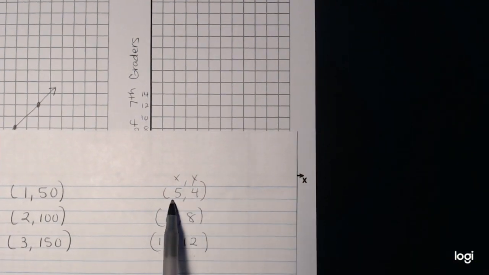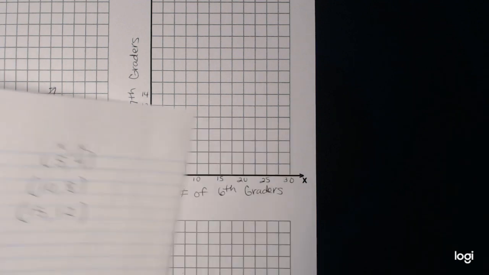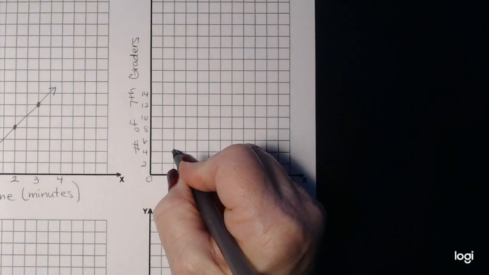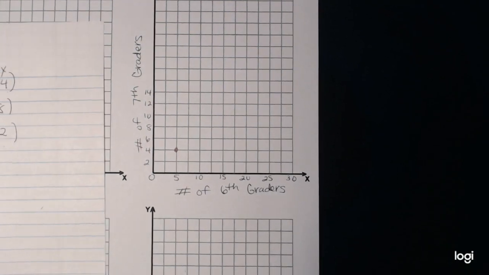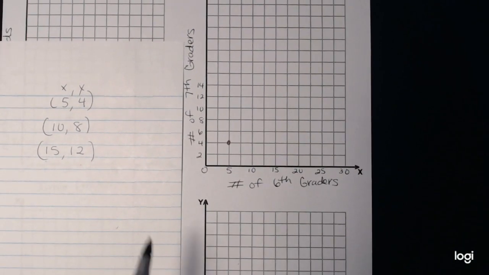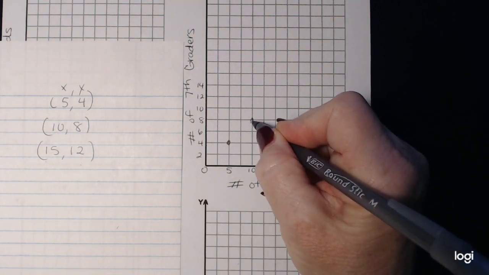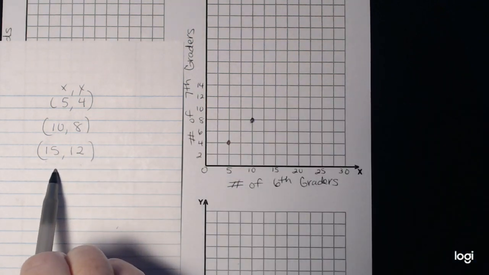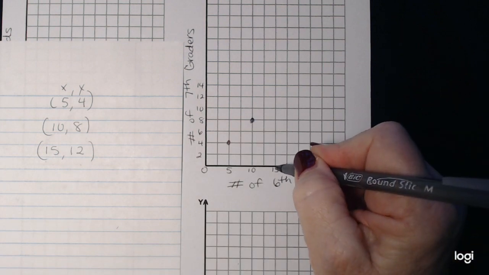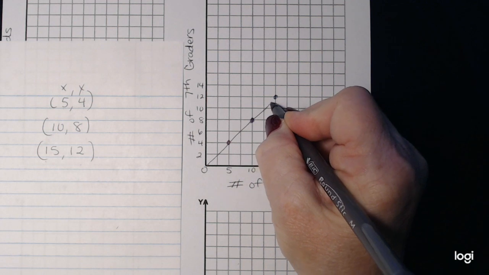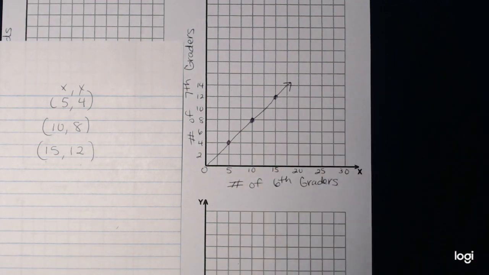Our first point here was over 5 up 4. So let's see, here's over 5 up 4. Put our dot. Let's see what our next dot says. Over 10 up 8, over 10 up 8. And last but not least, over 15 up to the 12. And we will connect starting from the 0 and make our line.